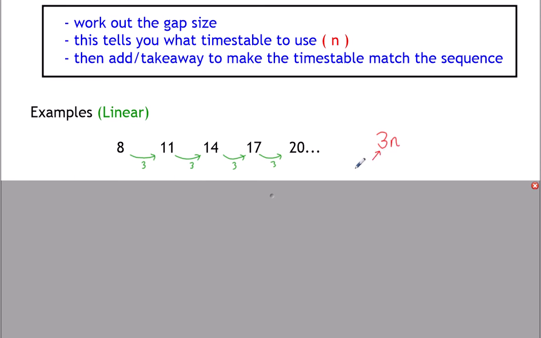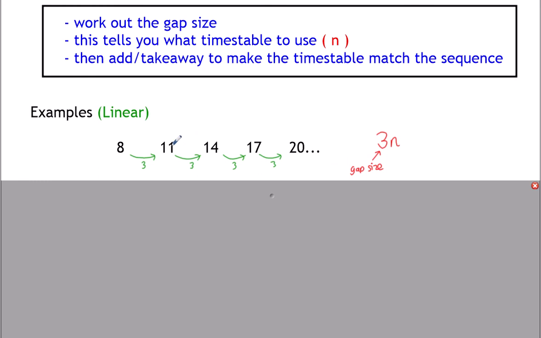Okay. So the gap size is the n part of your formula. So if I label that with a little arrow, look, I'll say that this is the gap size. If the gap size was 5, it would be 5n. If the gap size was 8, it would be 8n. Okay, so whatever the gap between the numbers, that's the n part of the formula. And it tells you what times table we're using. So we're using the 3 times table.